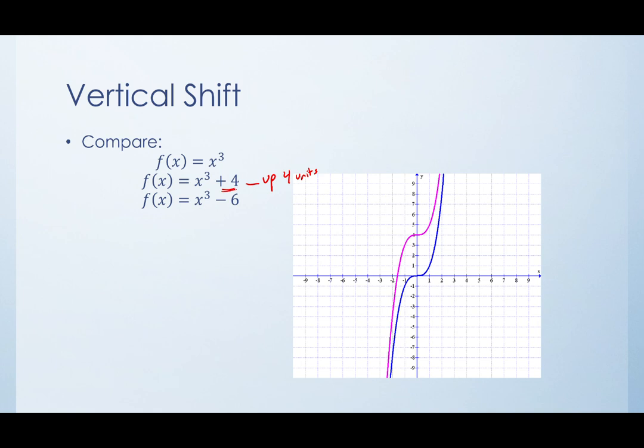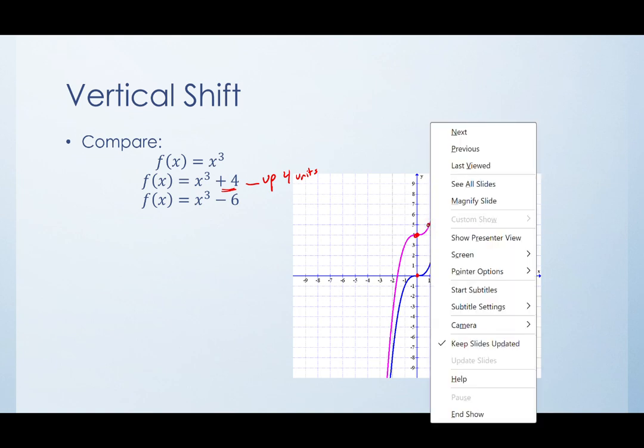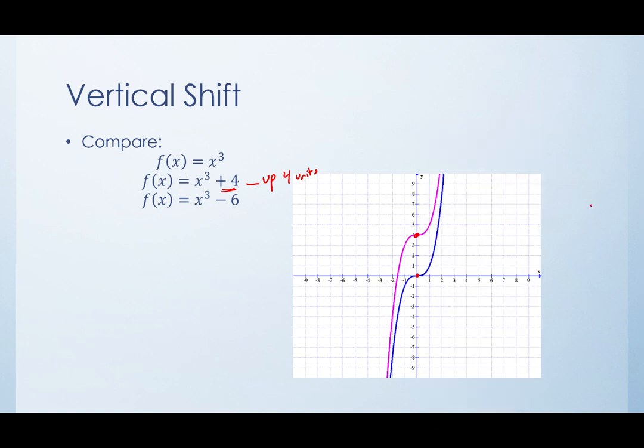So we've got our origin has moved up 4 units to 0, 4. Our 1, 1 has moved up to 1, 5. Our 2, 8 will have moved up to 2, 12, but we can't see that on the screen, right? Our negative 1, 1 has moved up 4 units to negative 1, 3. So that's all that's going on here.